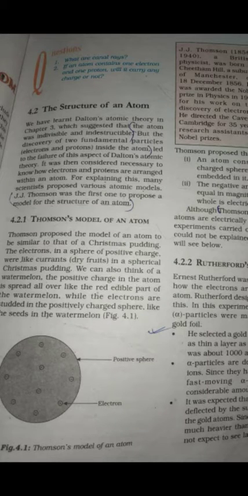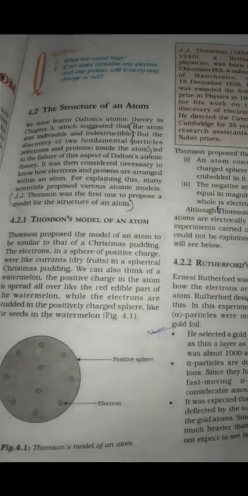So this whole red portion was what? Positive charge or positive sphere. This whole red portion was your positive sphere. That is, if this whole top surface is your atom, then the red portion is the positive charge, and those black seeds are electrons. We can relate this to Christmas pudding. The whole edible part is your positive sphere, and the nuts which are here and there, one or two pieces, are your electrons. So this is the Thomson model of atom.